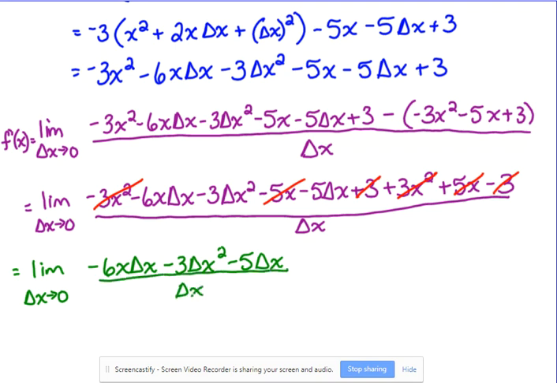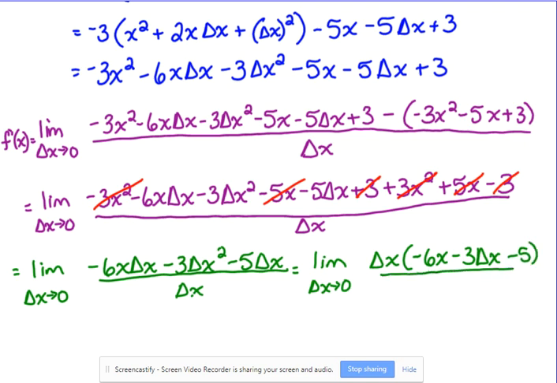Now, it was at this point in the last problem that the delta x canceled and we were done. It's still going to happen here, but it just takes a little bit more work mathematically on our part. All those terms in the numerator have a delta x, so factor that out. We're left with negative 6x minus 3 delta x minus 5, all over delta x. That middle term still has a delta x because it was delta x squared originally.